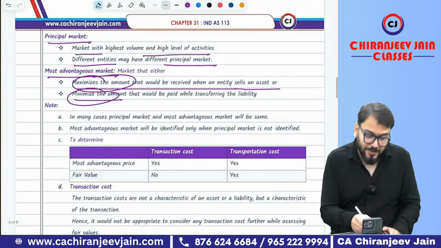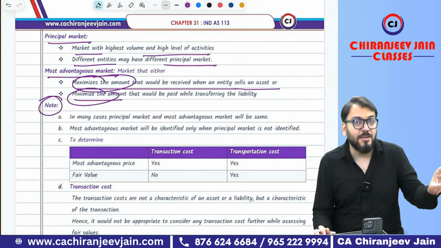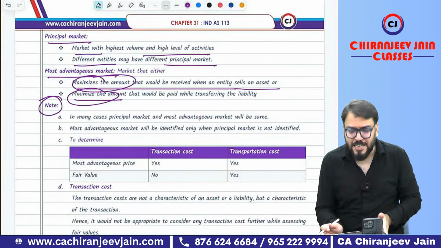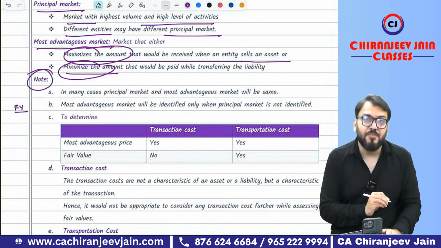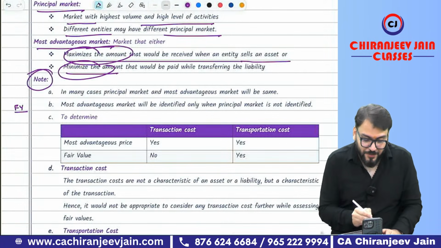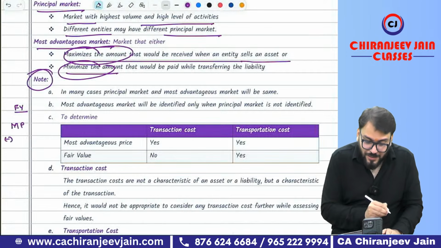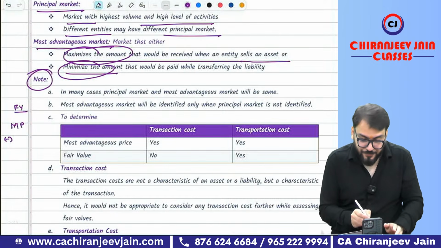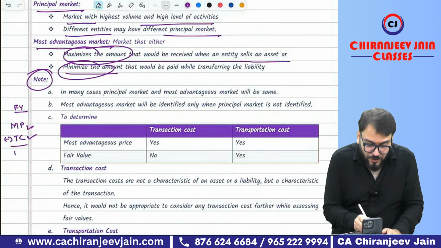Now the question arises, when the principal market cannot be identified, how to identify the most advantageous market? So they have given one clarification. Whenever we calculate fair value, from the market price we should only deduct transportation cost. Means market price minus transportation cost is fair value.